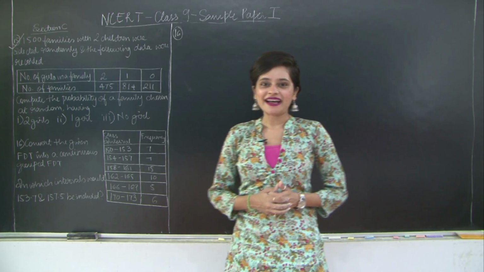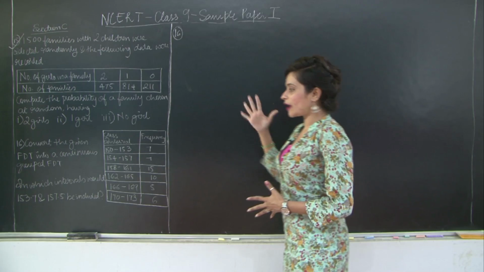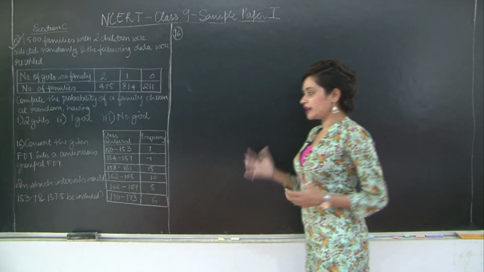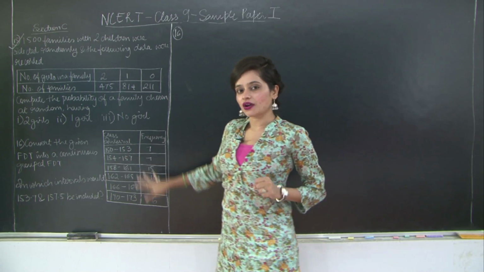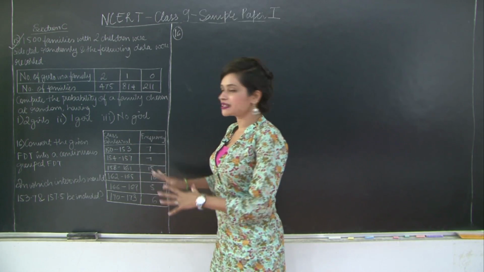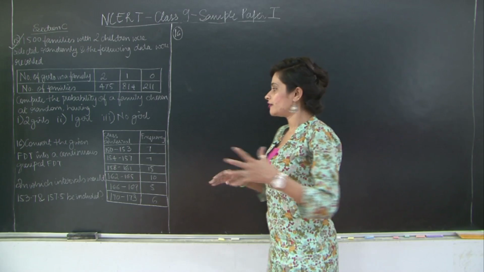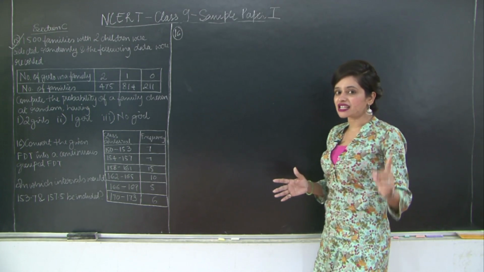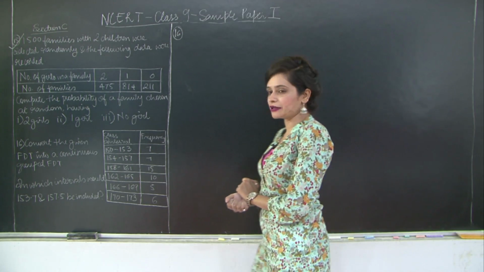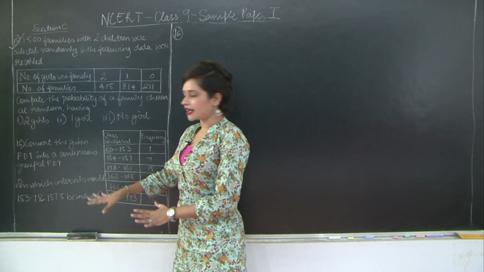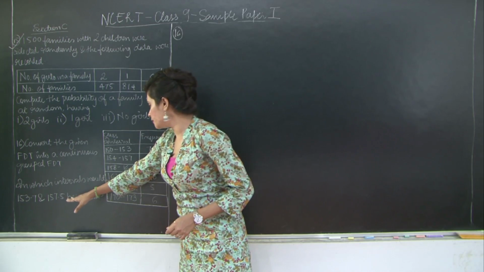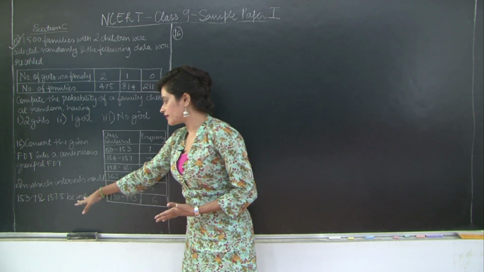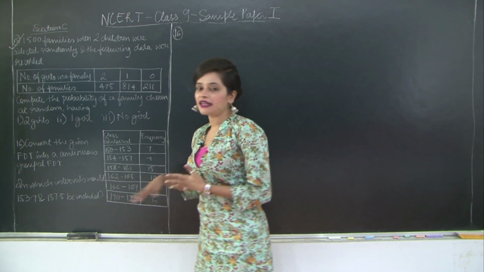Hello students, welcome back. Let us continue with sample paper 1, question number 16, wherein we've been given a frequency distribution table wherein the class intervals are not continuous. So what we have to do is convert this into a grouped frequency distribution table, a continuous grouped frequency distribution table. And once we're done with that, we need to find out in which intervals the class 153.7 and 157.5 would be included.